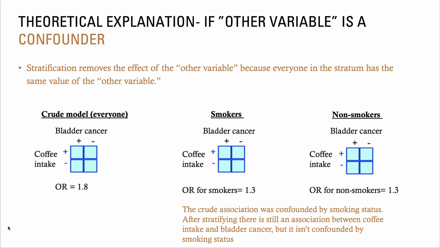The theoretical explanation of how stratification works to elucidate confounding is that it removes the effect of the other variable, because everyone in the same stratum has the same value of the other variable: everyone in the stratum is smokers, and everyone in the stratum is non-smokers. So you can see, because there was a change in the estimates, that the crude association was confounded by smoking status. After stratifying, we still do see an association between coffee intake and bladder cancer, but it isn't confounded by smoking status now.